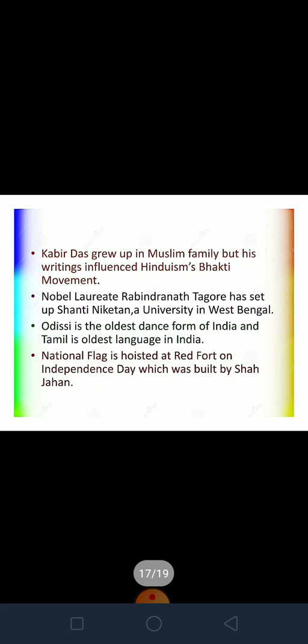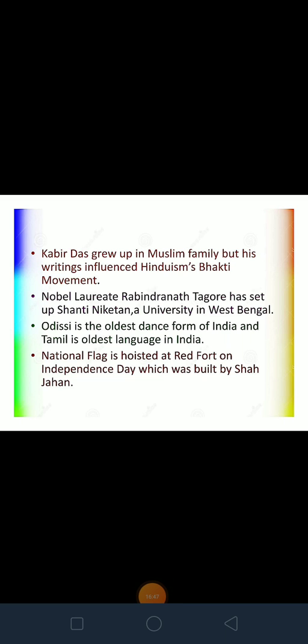Kabir Das grew up in a Muslim family, but his writing influenced the Hindu Bhakti movement. It's about unity in India. Nobel laureate Rabindranath Tagore set up Shanti Niketan, which is a university in West Bengal. Odissi is the oldest dance form of India. In our chapter, we have done about many classical dances of India, and Odissi is the oldest dance form of India, and Tamil is the oldest language in India. So it got the status of classical language.